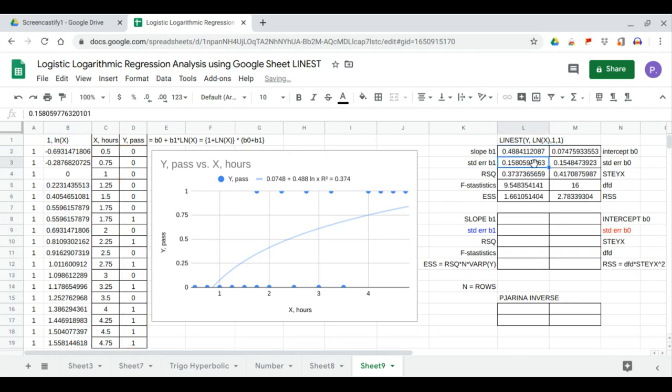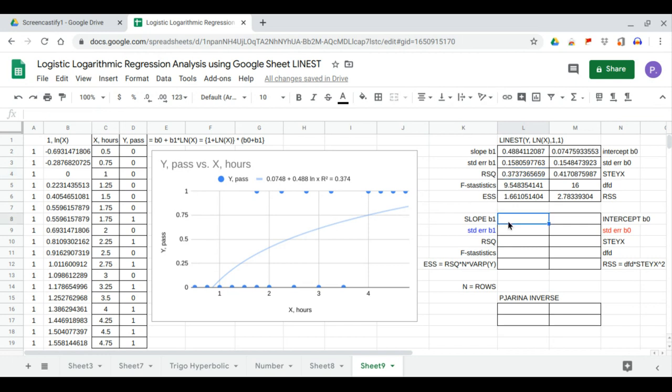So our b0 is 0.0747, which matches our chart, which is 0.0748, rounded off. Our b1 is 0.4884, which is 0.488 ln x, so this is rounded off. Our r squared is 0.373736, which is rounded off as 0.374.